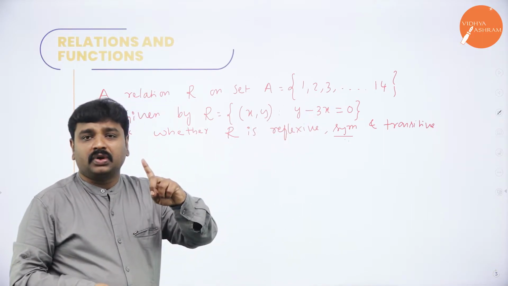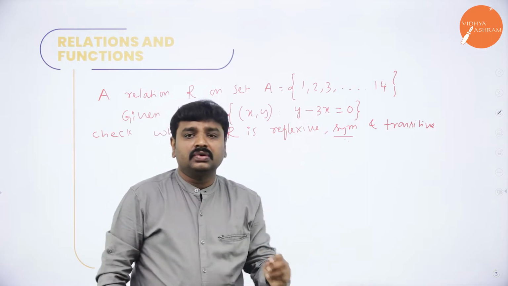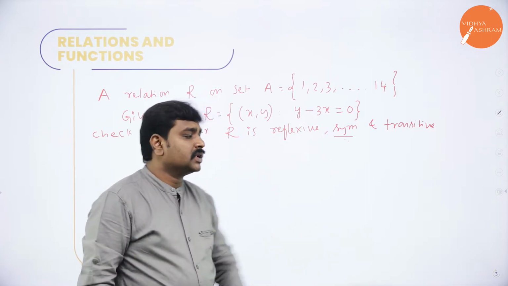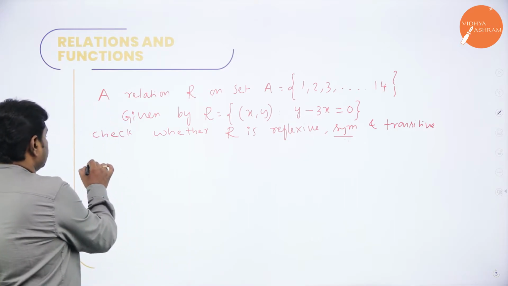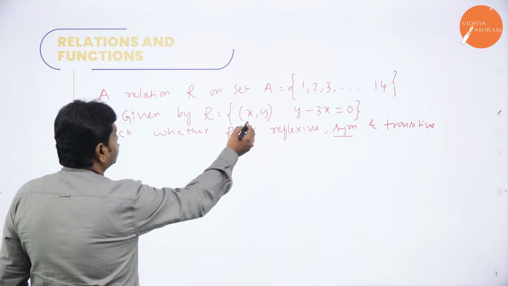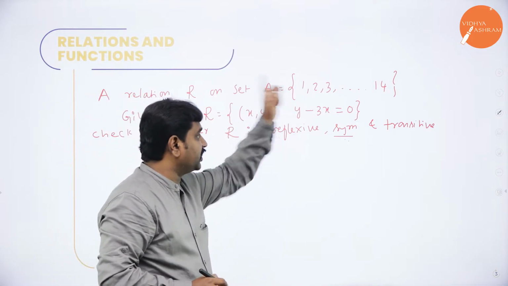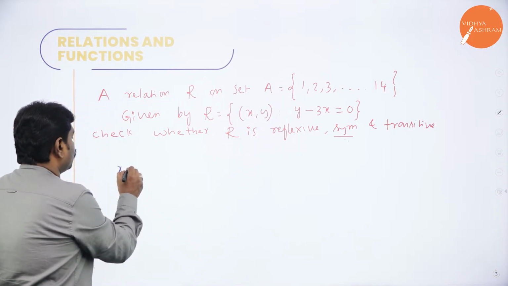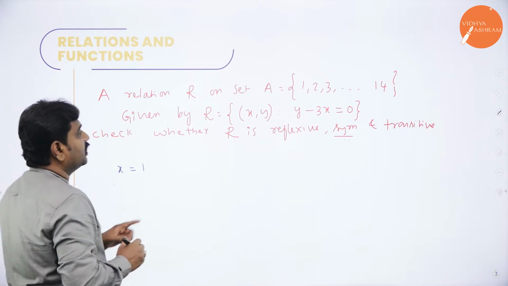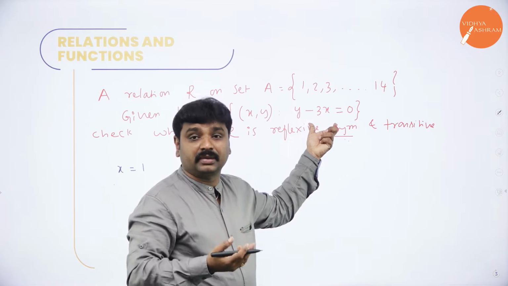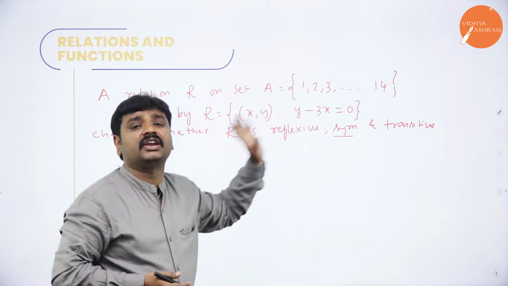Now, first task is what? The set is limited. So, first write the relation. How to write the relation? If I want to write the relation, I have to select x, the first element, from the set. So, when x is equal to 1, we need y. Here they have not given y is equal to directly, but they gave an equation. From the equation, get the value of y.